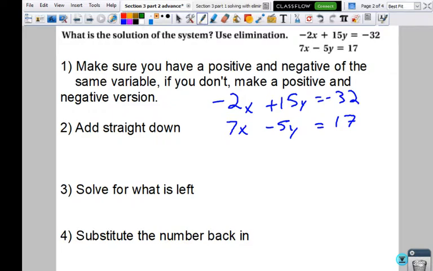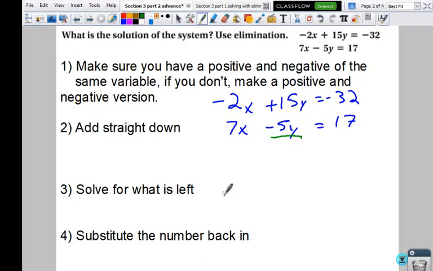Well, what I'm going to do is make a positive and negative of the same number. I'm going to pick an easy one, let's pick this negative 5y right here. I want a negative 15y, because if I have negative 15y, that means the y's cancel out. What could I multiply by to make this negative 15? By 3, right? Negative 5 times 3 is negative 15. If I had a negative 15 here, I could use my elimination because they would cancel out.